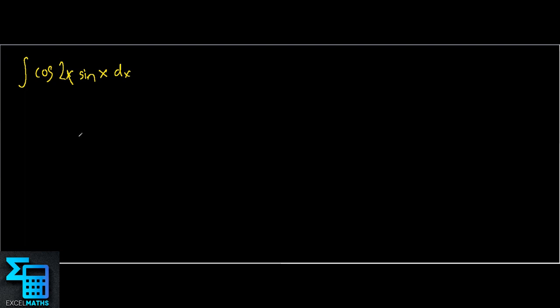Today we're going to solve an integration problem, which is to integrate cosine 2x sine x dx. This is a problem that we saw from the integration B video in 2006. All right, and we are going to solve this integration.